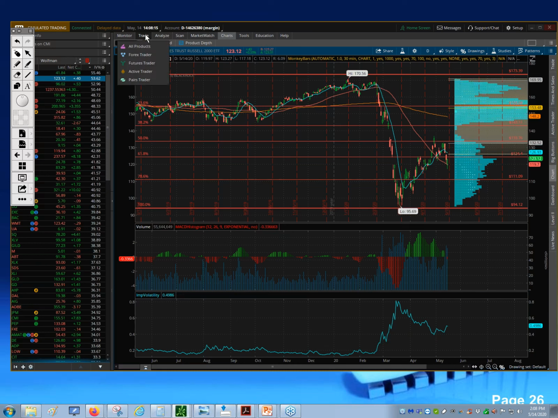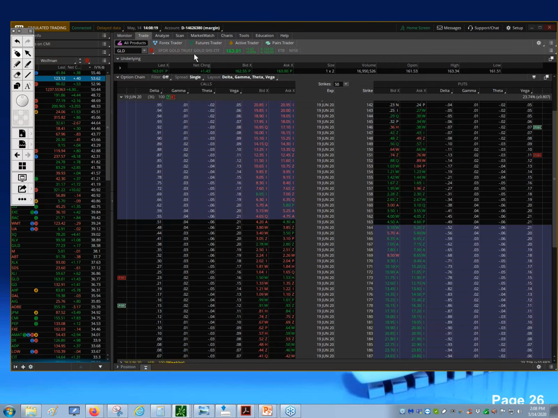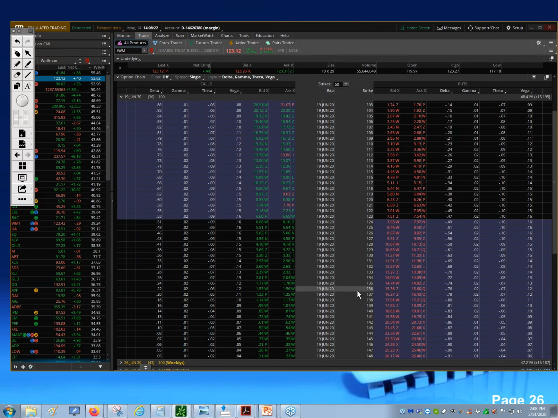And this isn't a trade recommendation, just so you guys know. I'm not trying to talk you guys into this trade. I'm just giving a scenario that is plausible, right?